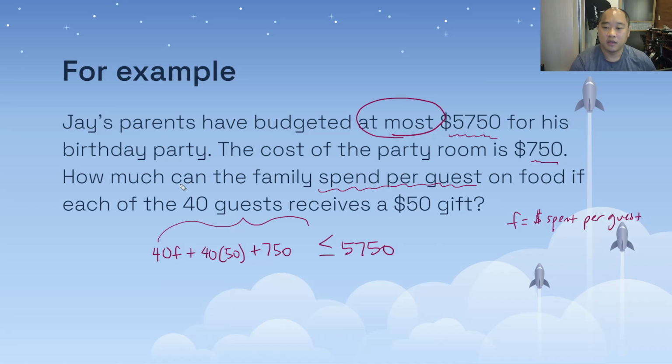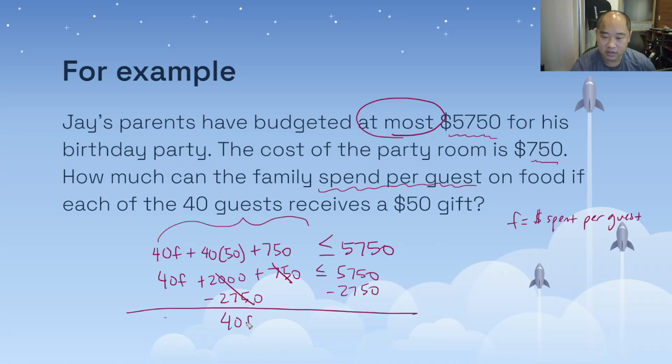Okay. So I guess before we start moving anything around, let's just combine all of these terms here. So this is going to be 2,000 plus 750. So this is 2,750. So we can just subtract 2,750 from this side and this side. And we'll get 3,000. Then we'll divide by 40.